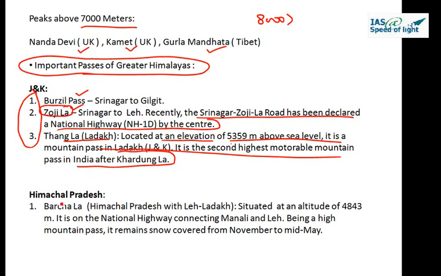Now, the second state, Himachal Pradesh. The first pass is the Baralacha Pass, which connects Himachal Pradesh with Leh and Ladakh, situated at an altitude of 4,852 meters. It is on the national highway which is connecting Manali and Leh. Being a high mountain pass, it remains snow covered from November to mid-May.